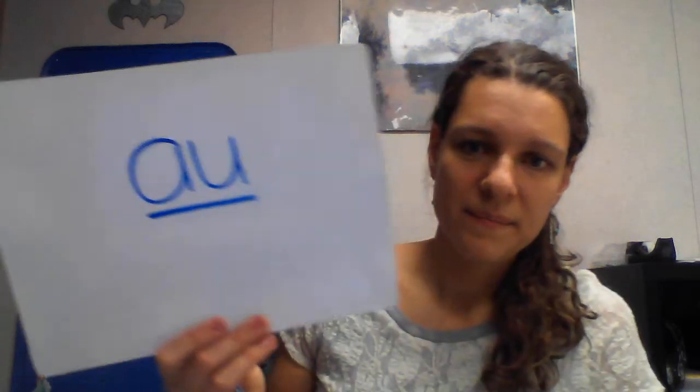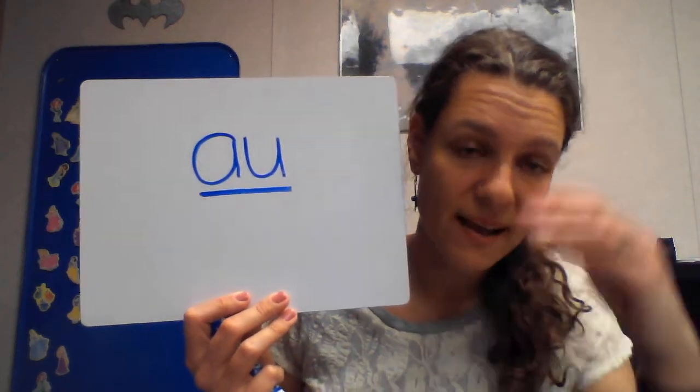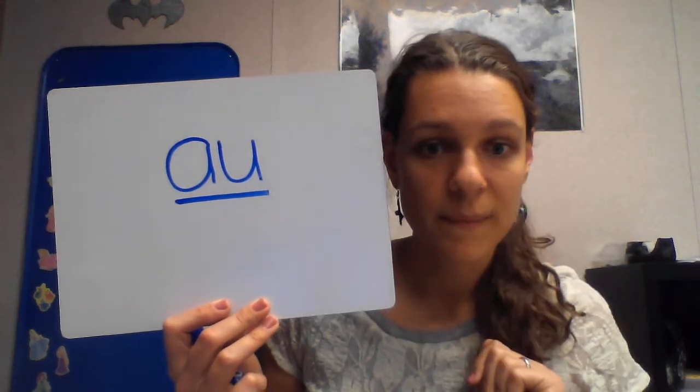Before we do our next word, let's review the phonogram aw that we do not use at the end of English words. So write that. Say it while you write it. Aw, that we do not use at the end of English words. This is aw that we do not use at the end of English words.